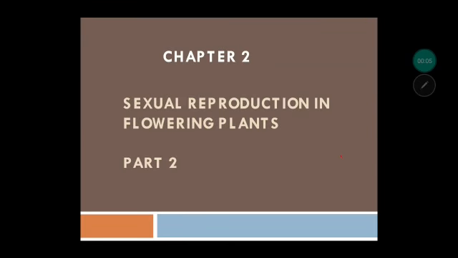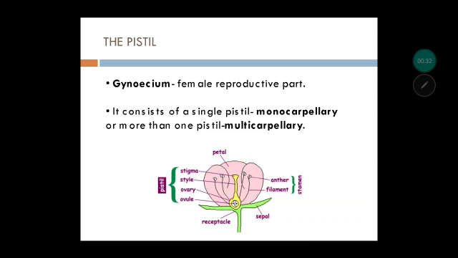Now here I'm going to discuss the second part of chapter 2, sexual reproduction in flowering plants. Previously, in the first lecture of this chapter, if you remember, we discussed anthers and stamens, the male reproductive part of a plant. In the coming slides, we are going to discuss the female reproductive part. So let's get started.